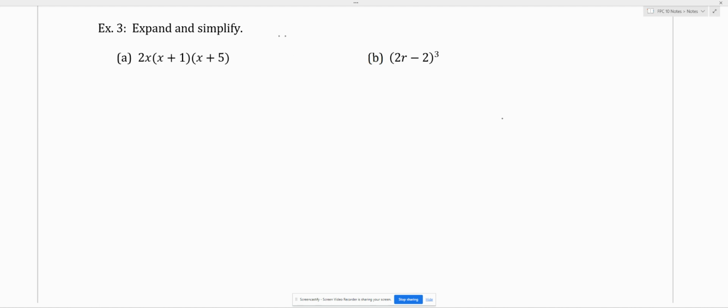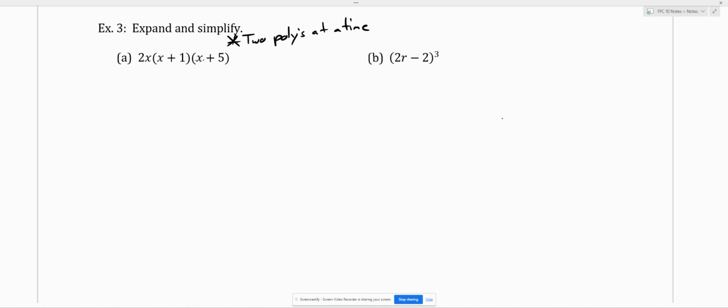When you have 3 terms, just take it 2 at a time. Do not try to multiply all 3 at the same time. So just do 2 polys at a time. Okay, do not try to do all 3.